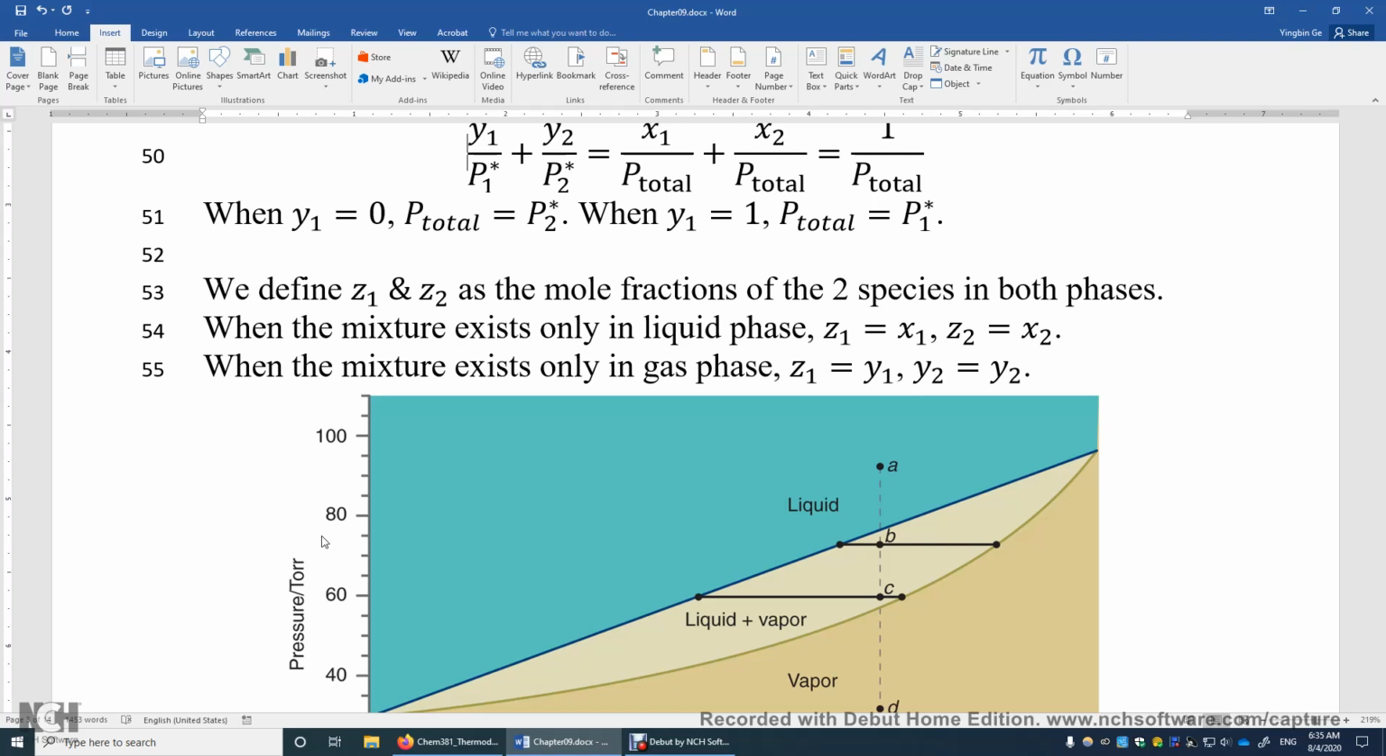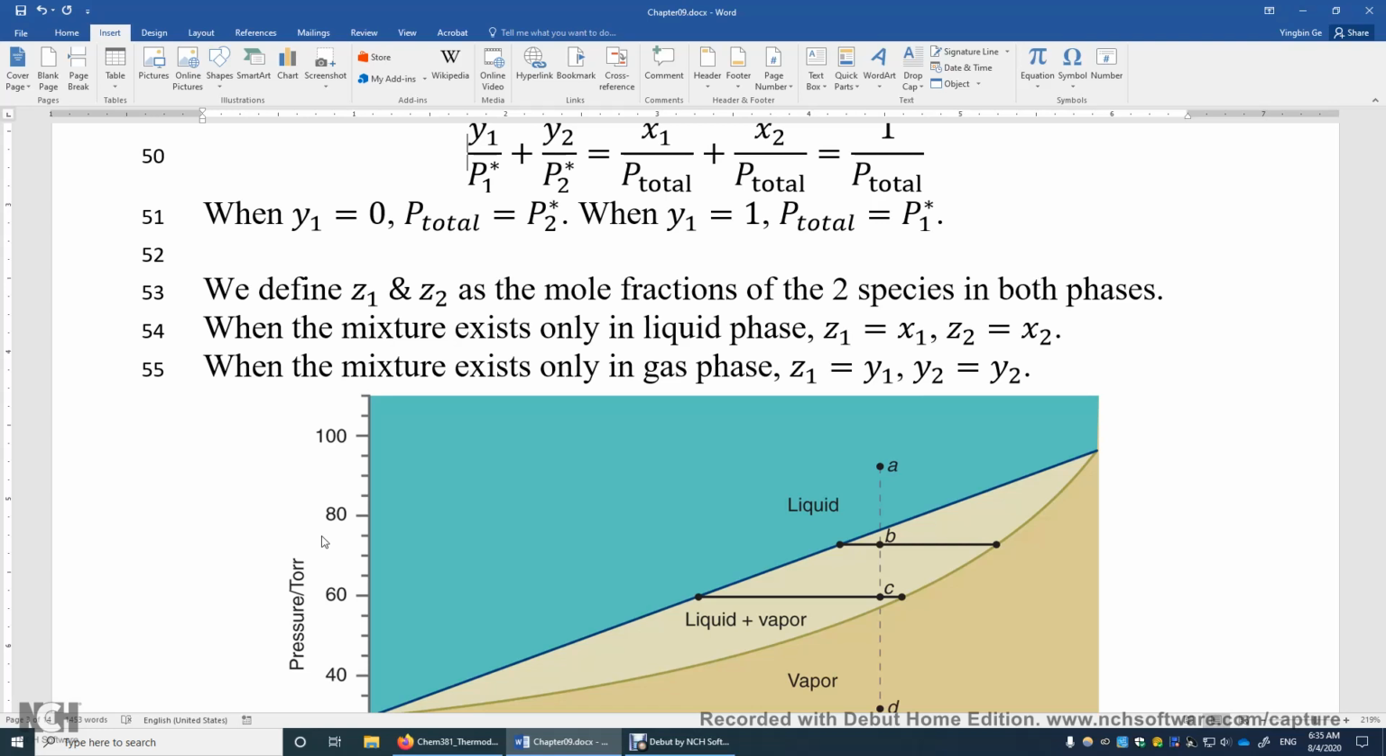For A, it's 5 plus 9, which is 14. For B, it's 5 plus 1, which is 6. Overall, there are 20 moles of species, the total number of moles of A and B. The mole fraction of A overall is 14 moles out of 20, that's 0.7. Z of B is 0.3. So you probably have realized the value of Z is between X and Y.